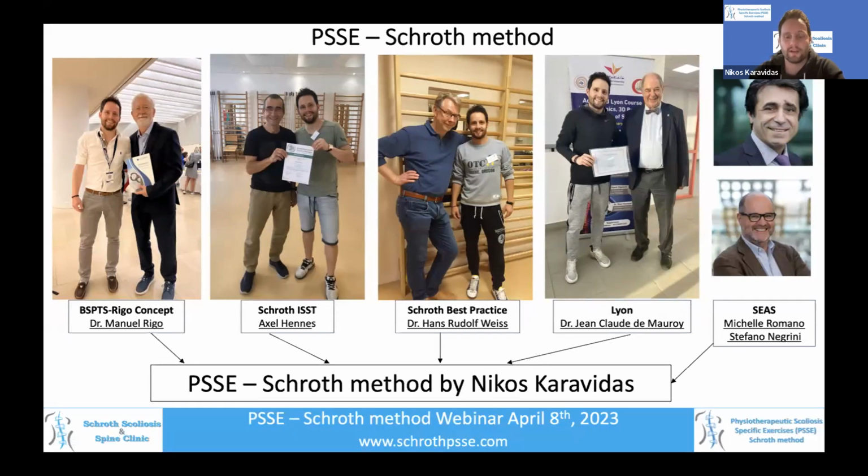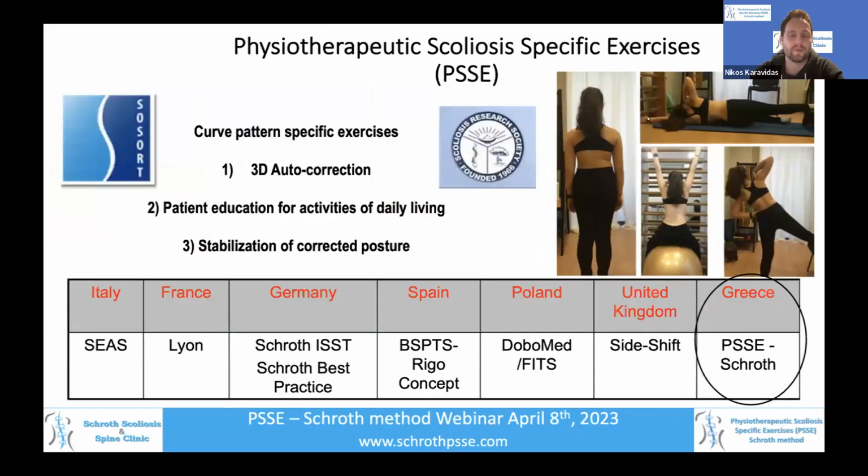All these together, they gave me the knowledge plus my own experience to create what we can name now as PSSE-Schroth method, which is the latest development in scoliosis and kyphosis treatment. It is a program of physiotherapeutic scoliosis specific exercises based on 3D autocorrection, patient education for activities of daily living training, and stabilization of the corrected posture.